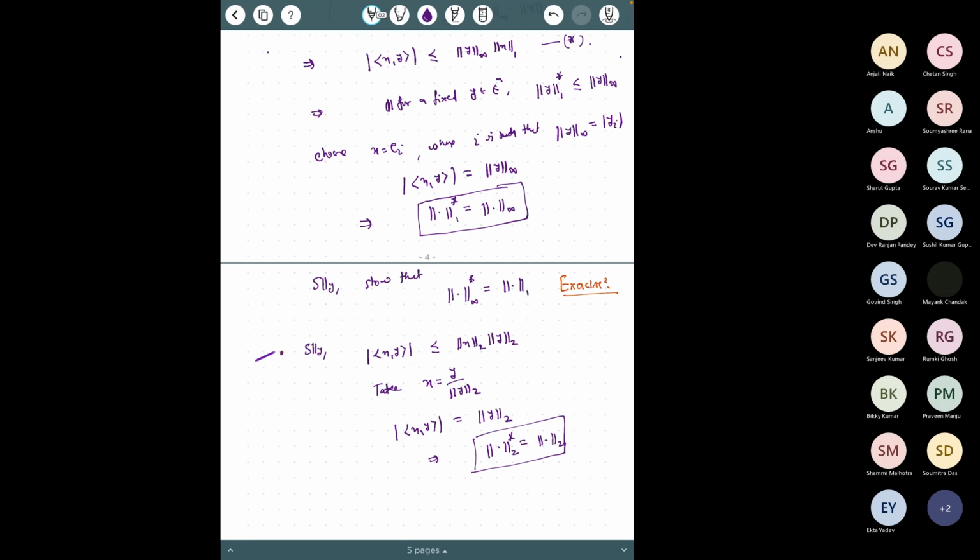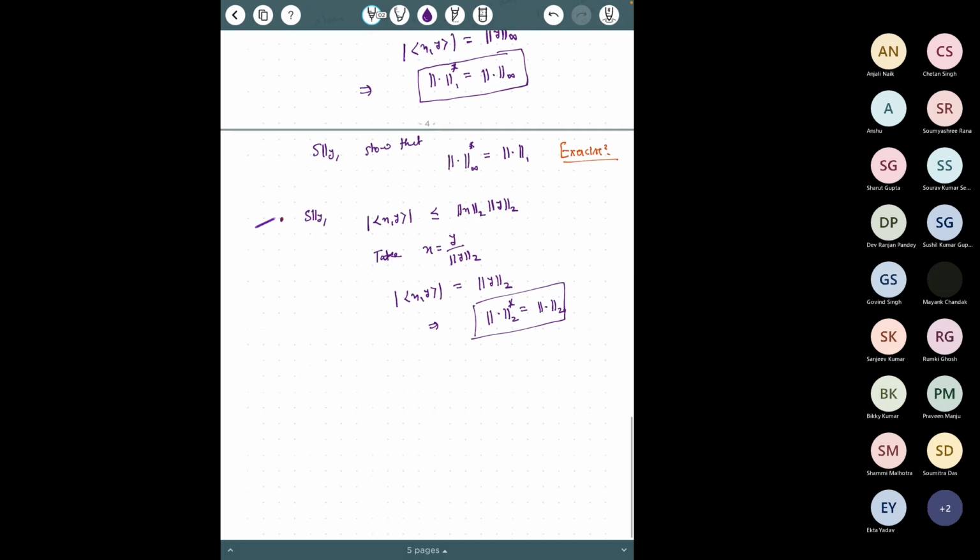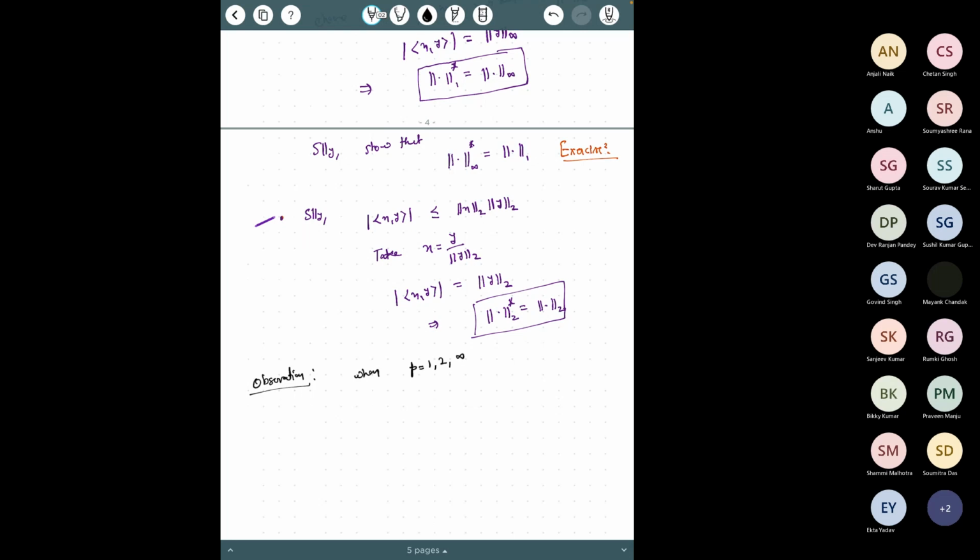Okay. So what we have seen so far in this example, from this observation we can conclude that when p is equal to 1, 2 or infinity, then if I take the dual of the dual, so the dual norm is again a norm, so we can talk about its dual, so it is like a double dual kind of thing. Okay? Double dual norm.